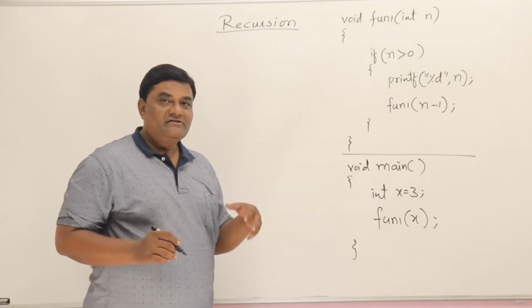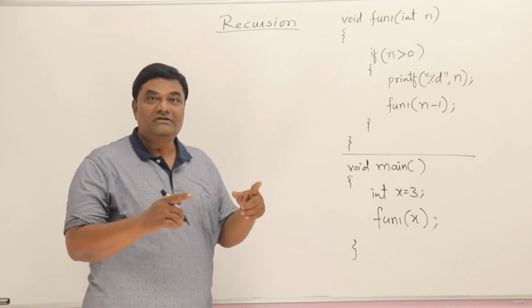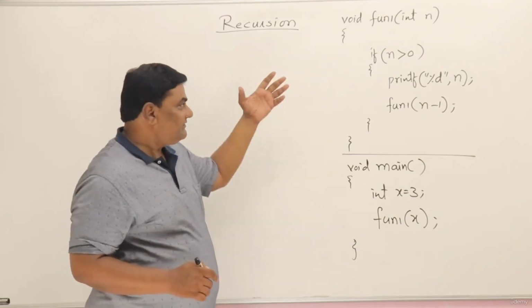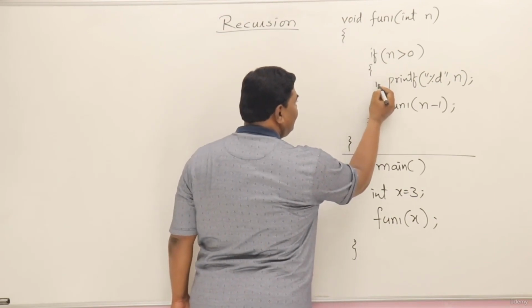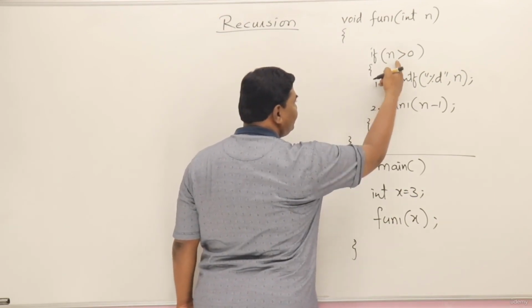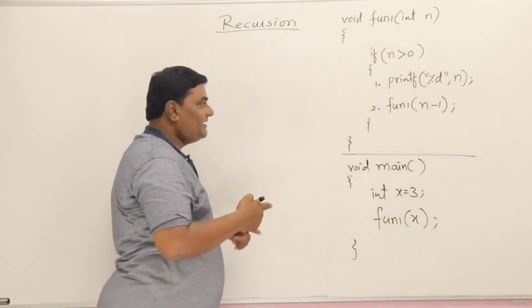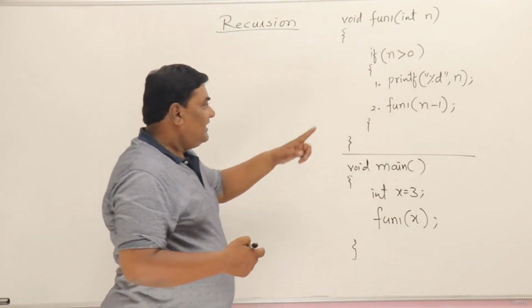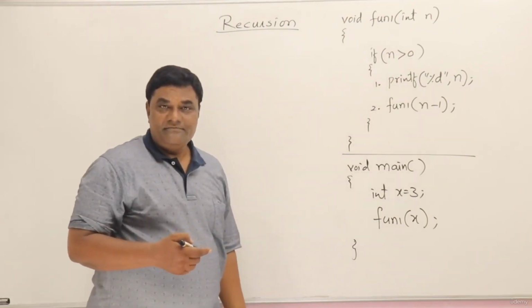How to trace a recursive function? Recursive functions are traced in the form of a tree. So let me start tracing this one. Inside the function there are two steps that it has to perform if this condition is true. First step, it has to print; second step, it has to call itself by passing n minus 1, and this it has to do only if n is greater than 0.